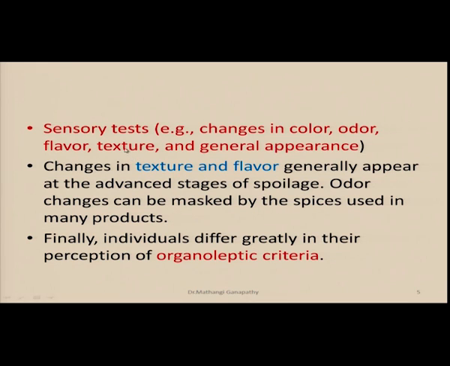Odor changes can be masked by spices which are used in many products. So odor needn't be decipherable. You needn't actually find that there is an off odor if it is very slight. Finally, individuals differ greatly in the perception of the organoleptic criteria. Some people can make out even a slight change. The sensory evaluation by such people would be very critical, whereas some people can make out that there is a deterioration only when the change has been drastic. So individuals will differ according to this perception.